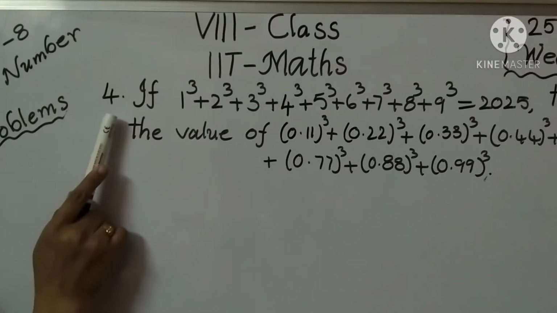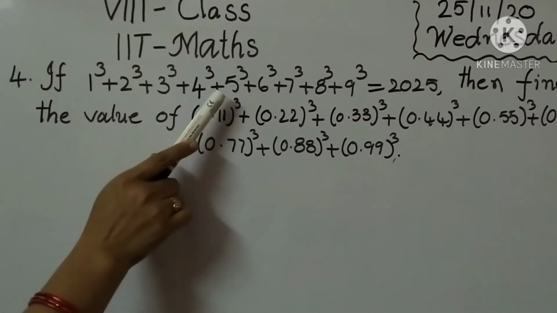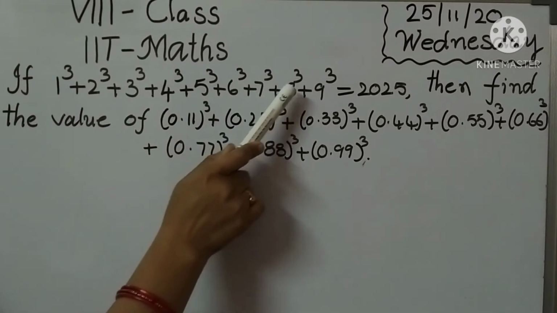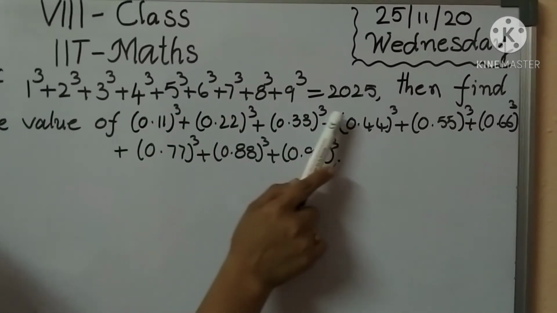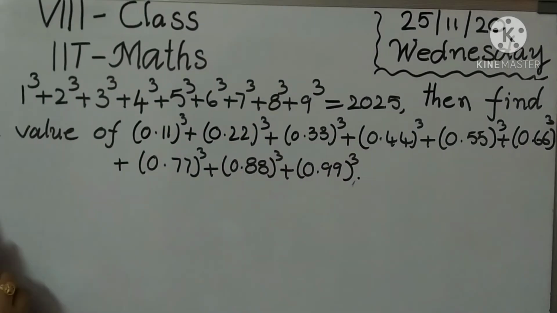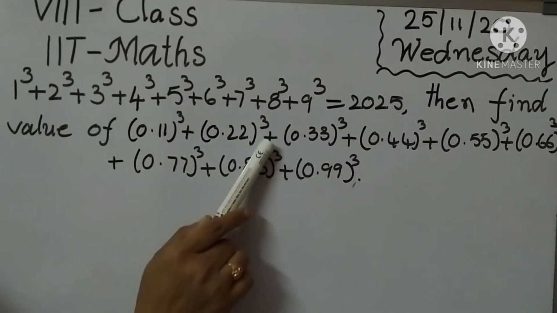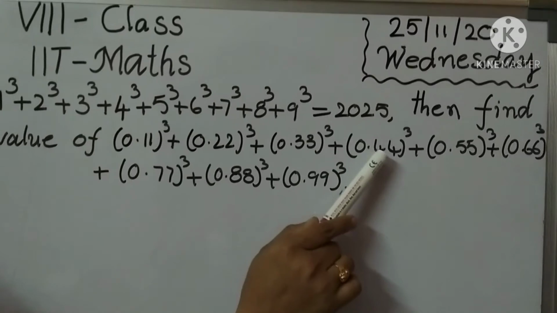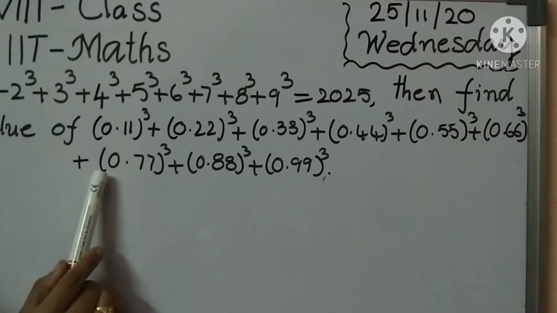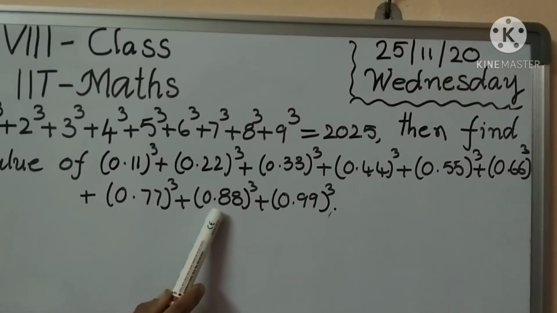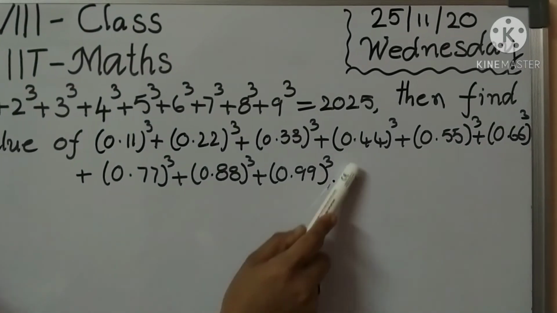Next, fourth problem. If 1 cube plus 2 cube plus 3 cube plus 4 cube plus 5 cube plus 6 cube plus 7 cube plus 8 cube plus 9 cube equals 2025, then find the value of 0.11 whole cube plus 0.22 whole cube plus 0.33 whole cube plus 0.44 whole cube plus 0.55 whole cube plus 0.66 whole cube plus 0.77 whole cube plus 0.88 whole cube plus 0.99 whole cube. Okay, then find the value.